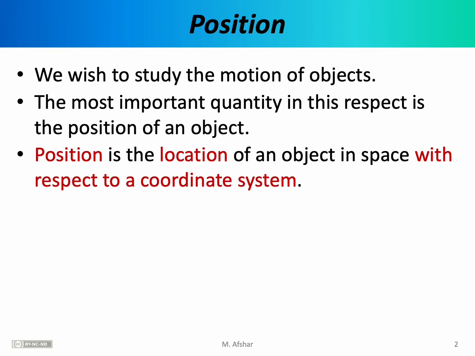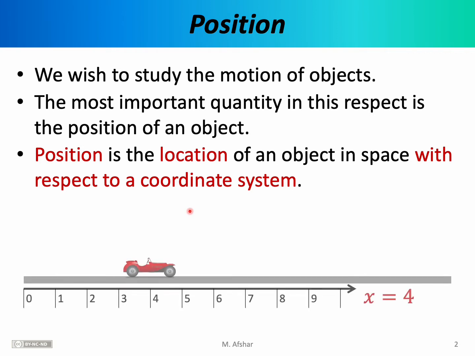Notice that position and location are similar in meaning, except that when I ask you what is the location of an object, you can just point to it and say the object is there, for example. But when I ask for the position of an object, you'll have to give me a location with respect to a coordinate system. So a coordinate system is a necessary prerequisite for defining the position of an object.